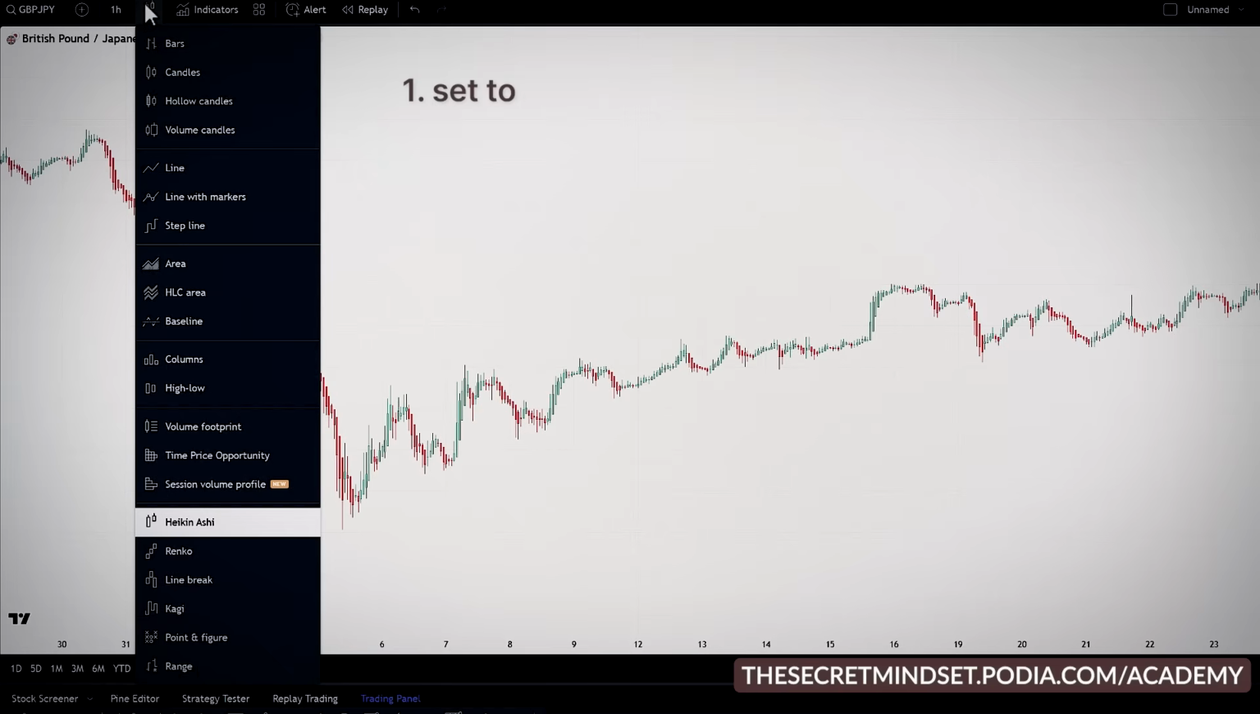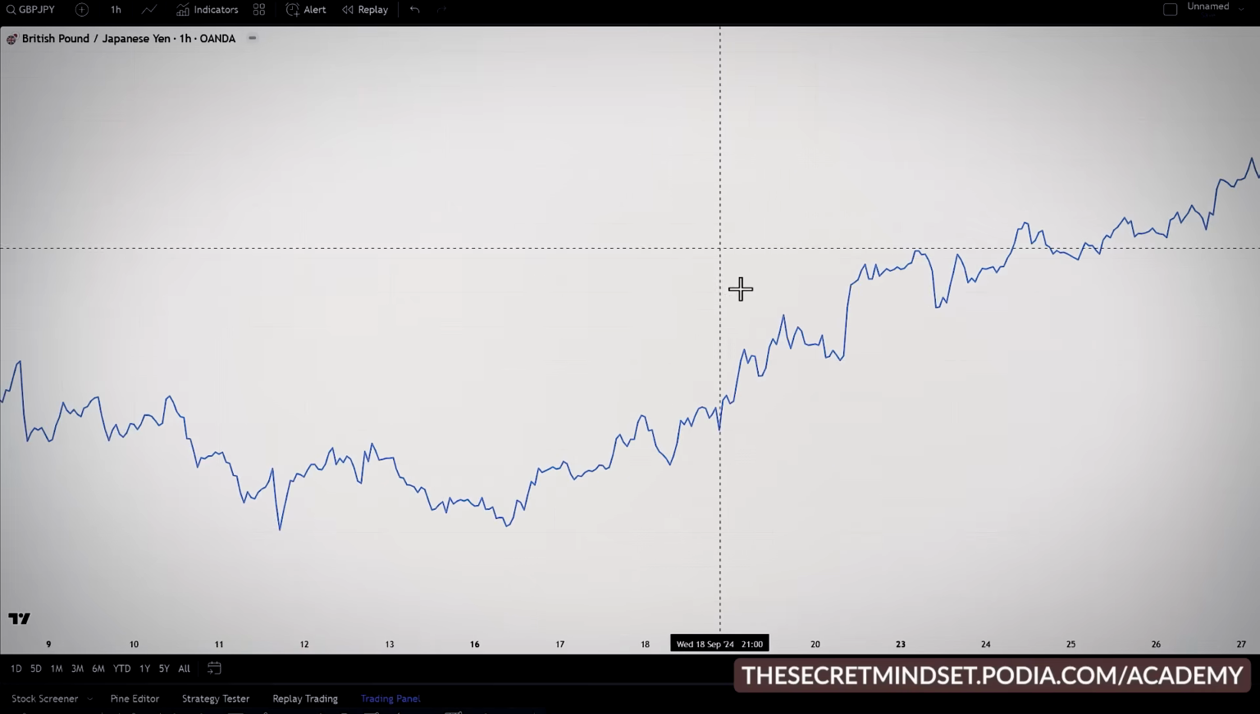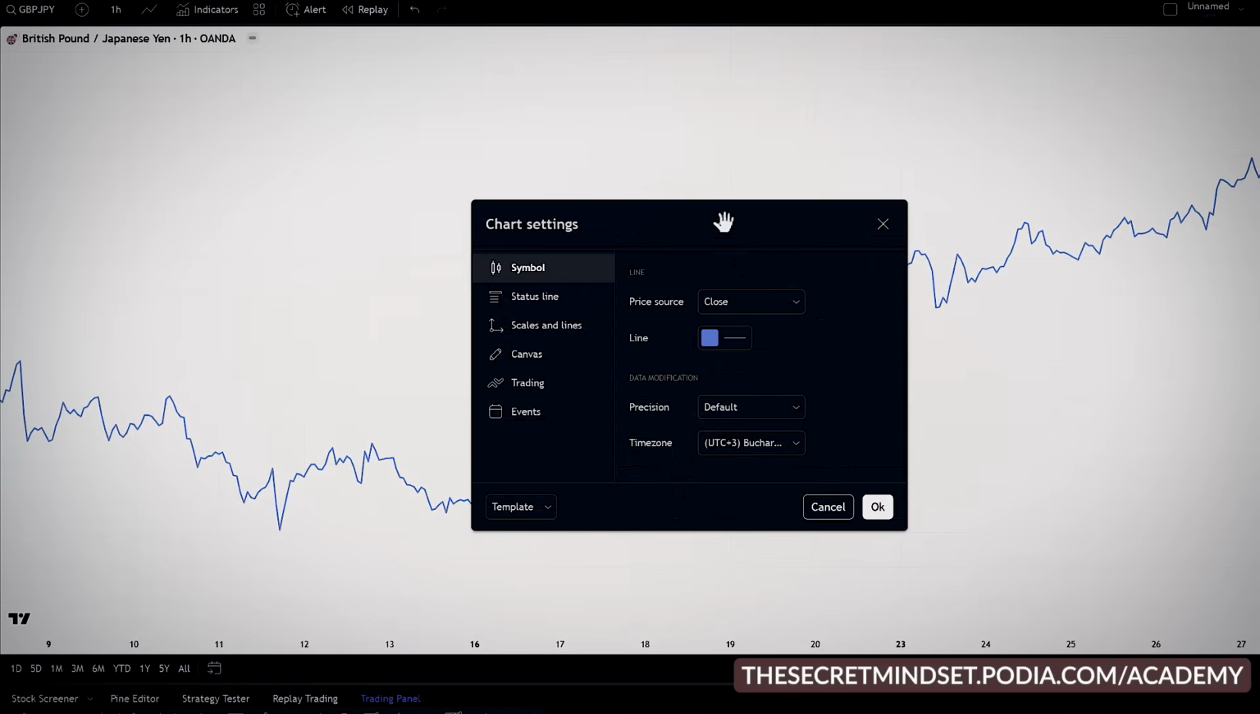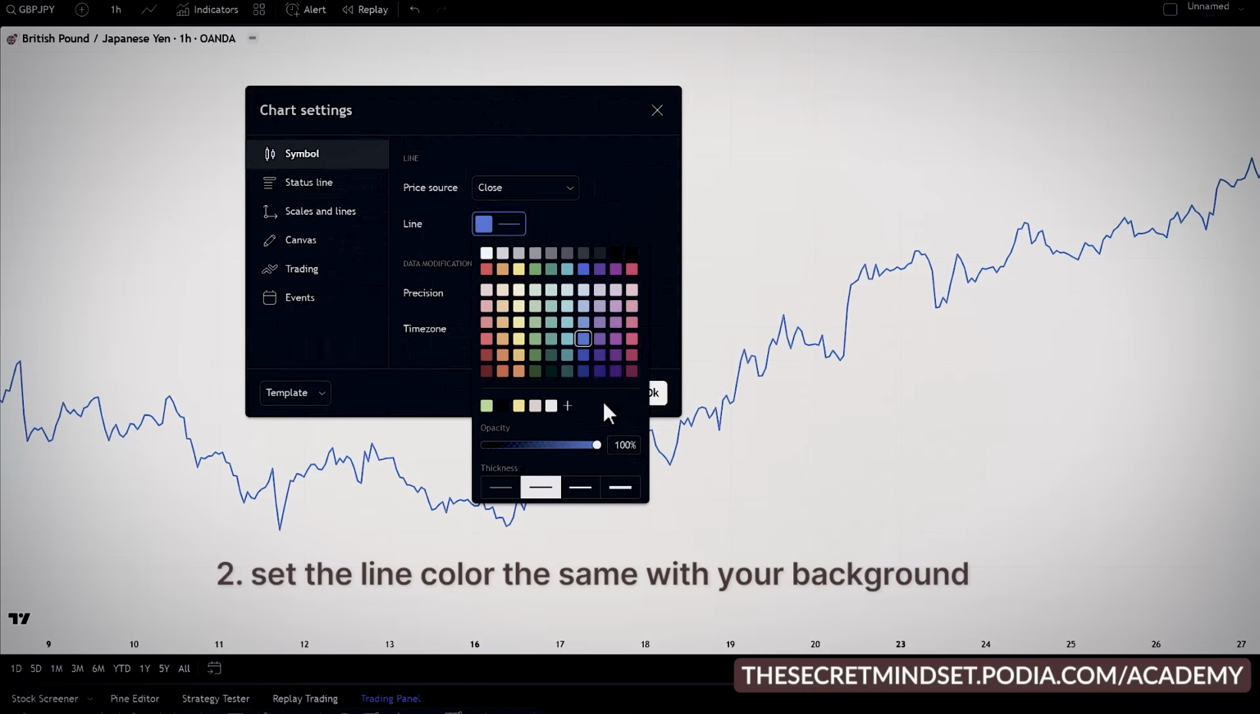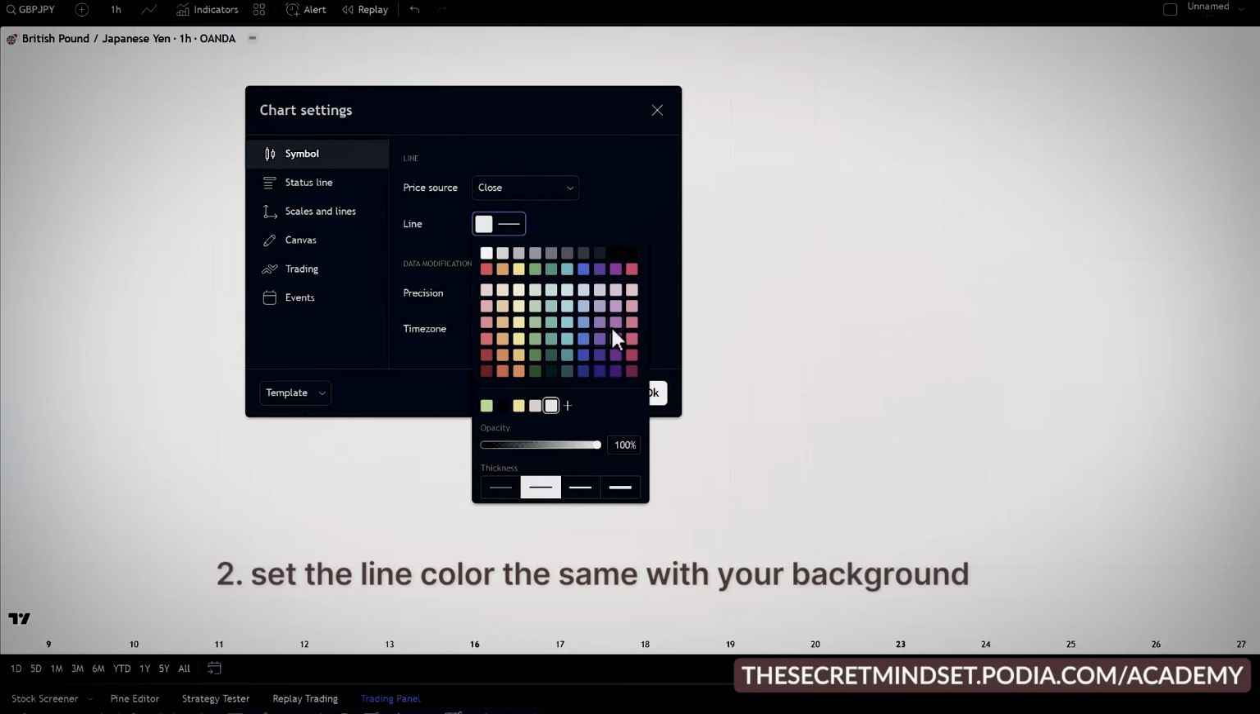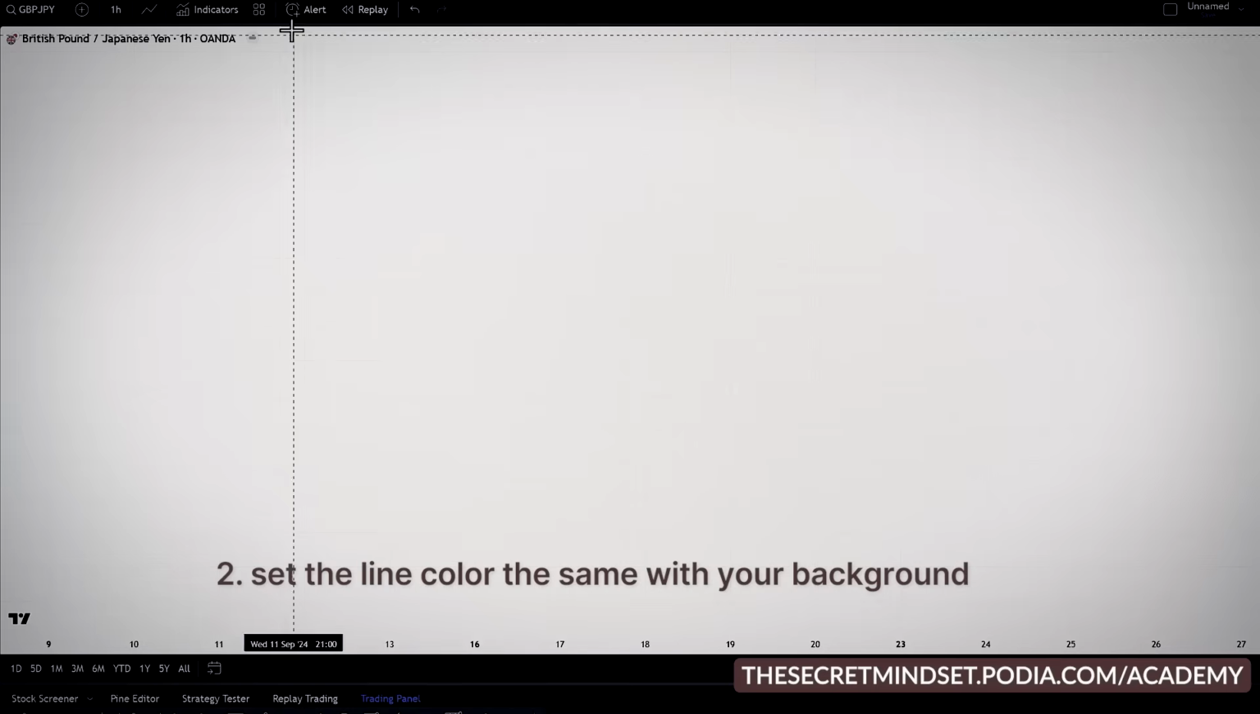First, open up TradingView and look for the chart type selector. It's usually set to candlesticks by default. Click on it and change it to line. This will turn your chart into a simple line. Then you need that line to blend in with your background, so you need to set the line color the same as your background.